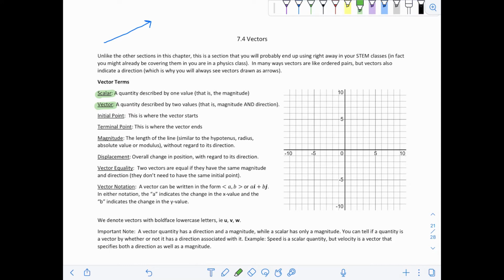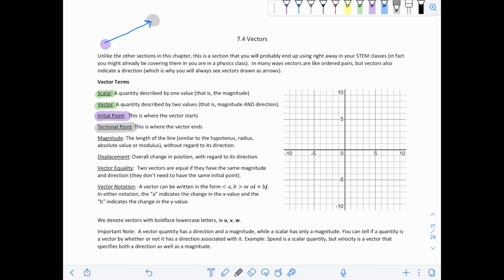With a vector, it's an arrow where we have an initial point. That's where you start. Like for the arrow I drew up there, that would be our initial point, and something called the terminal point, which is where it ends. So the terminal point for this vector would be where we have that arrowhead.